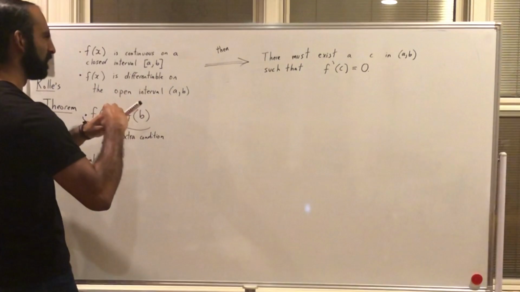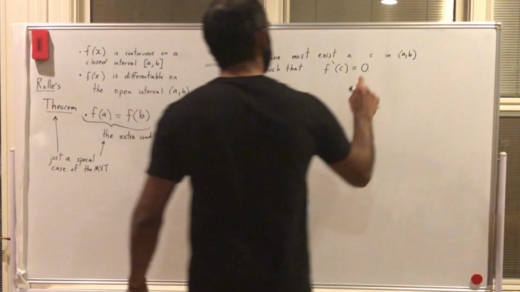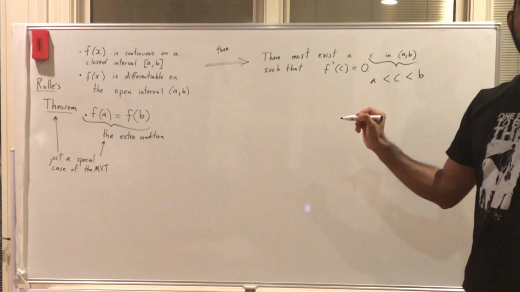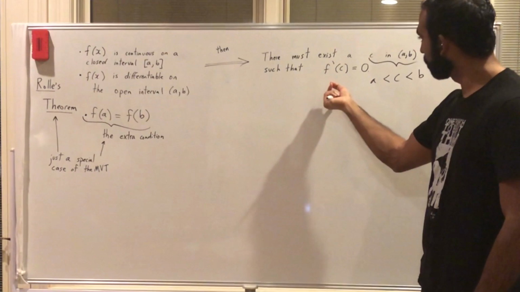Could you go over what's written on the top? There must exist a c in the open interval. So this is just another way of saying c needs to be strictly in between a and b. Okay. There must exist a c such that c is strictly in between a and b, and the derivative f evaluated at c is zero.